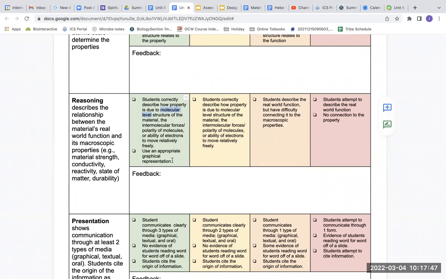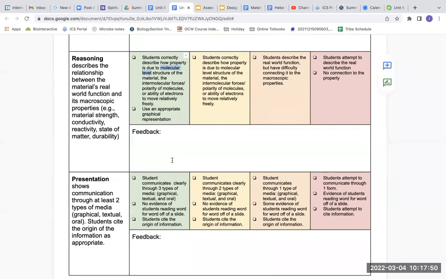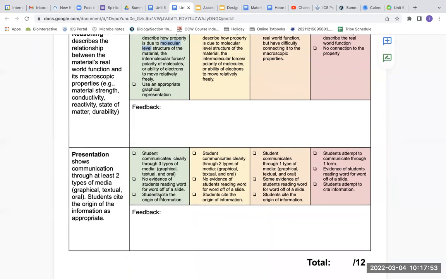And again, we do expect some graphs in there, not just you talking. Presentation wise, there are 3 criteria. For you to gain the maximum amount of points, you should use 3 or more types of media. We're expecting pictures or graphs, we expect text, and we also expect oral explanations. There should not be any evidence of you reading word for word. If you Google search something, copy and paste a paragraph in your PowerPoint slide and then read it off, then you're not going to check the boxes off, all right?